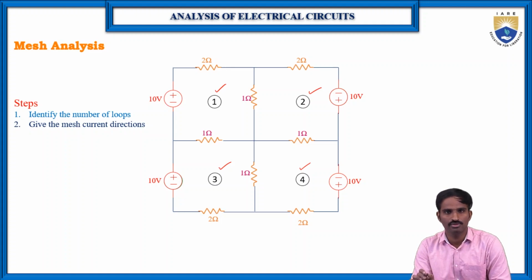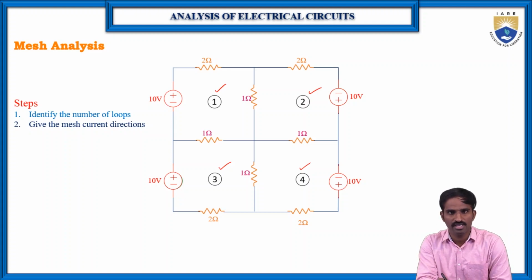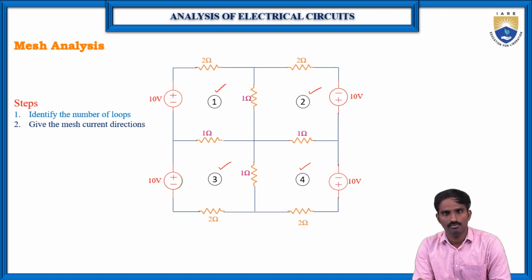So high potential to low potential, so plus to minus. We need to start from the plus and finish at minus, because this is a closed path. The current will flow through only the closed loop, so the current flowing through an open circuit is 0.